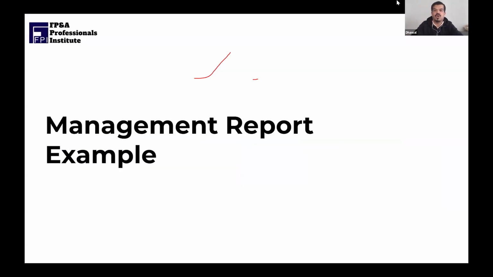So let me quickly show you a management report example. Again, what are the different types of management report? There could be a budget presentation, monthly MIS, quarterly MIS, right? There could be a flash report. There could be an OKR. There could be a KPI report. There could be a balanced scorecard. There could be a number of different kinds of management reports. Again, for the sake of discussion and the interest of time, I'm just showing one of them.